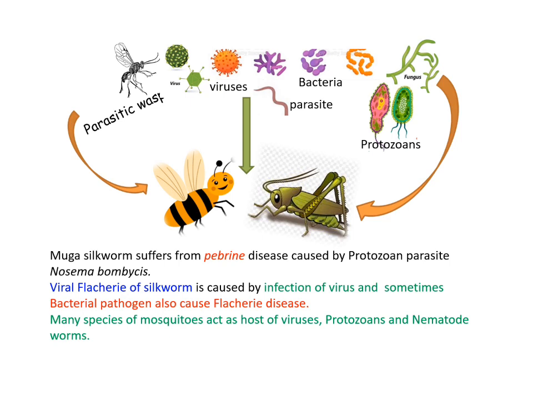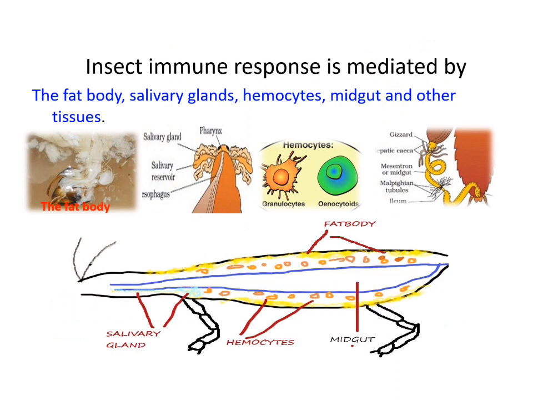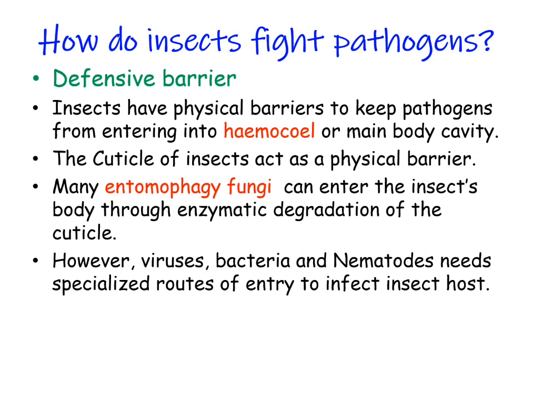the insect suffers from. Then the insect immune response is mediated by the fat body, the salivary gland, the hemocytes, the midgut, and other tissues of the insect body. Here in this diagram, we can see the fat bodies, the salivary glands, and the hemocytes. These are different kinds of cells, like granulocytes or oenocytoids. These are the different kinds of hemocytes, and the midgut. Now, how do insects fight the pathogens?